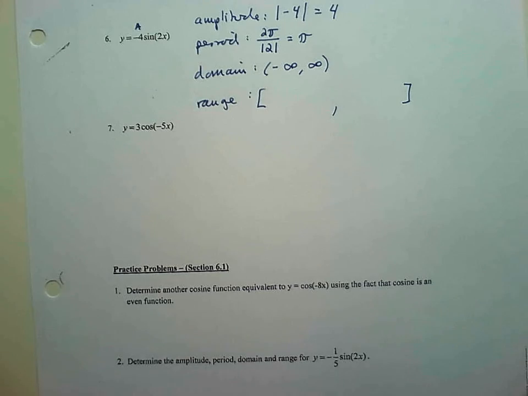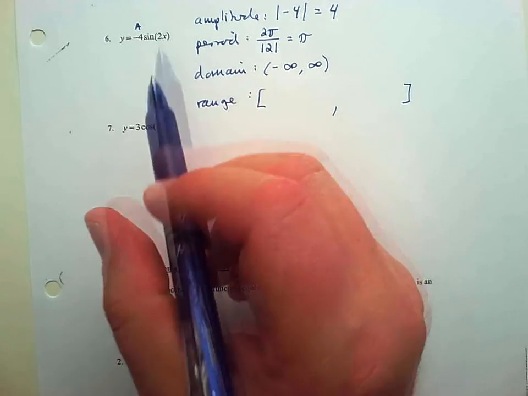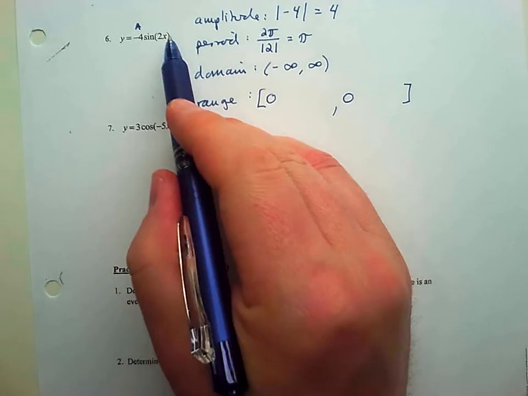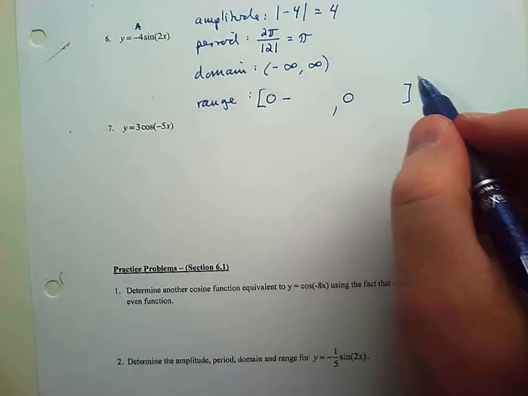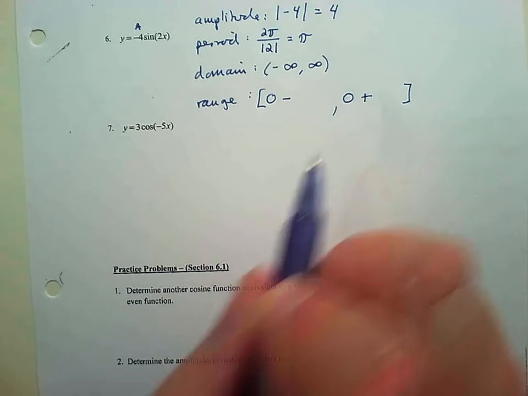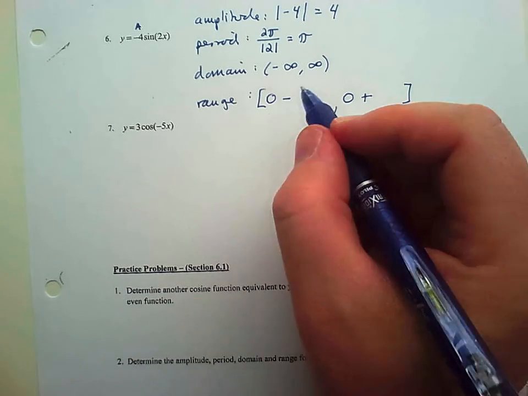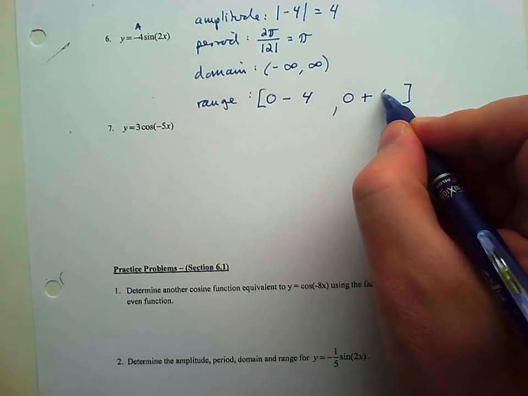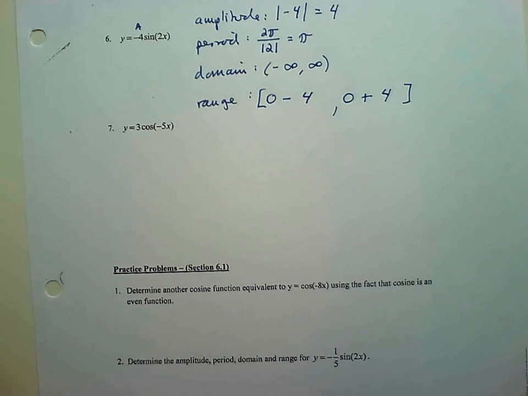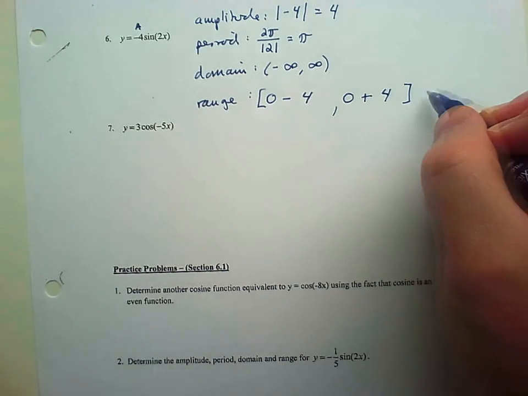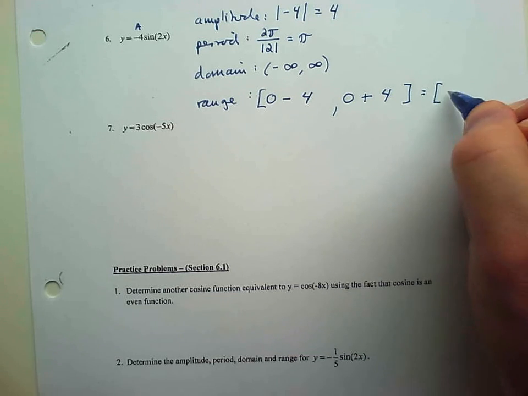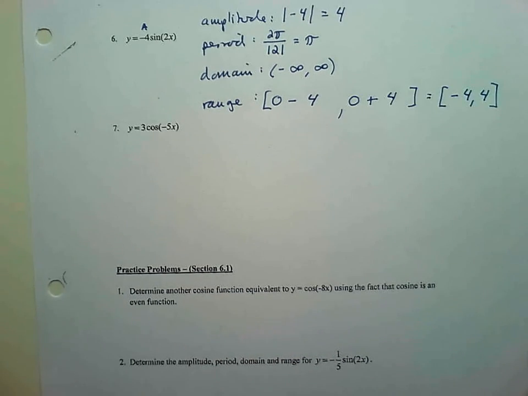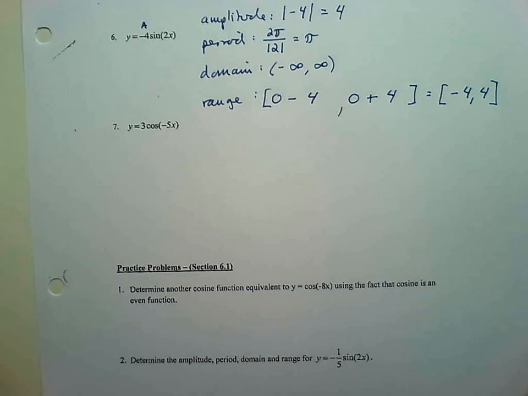Here, what we're going to have is D, which is what we're adding and subtracting here. We're not adding and subtracting anything. So therefore we have 0. Here it's going to be minus the absolute value of A. And here we have plus the absolute value of A. We already determined that the absolute value of A is the same thing as our amplitude. So here we're going to have 0 minus 4 and 0 plus 4. Or clearly we're going to go from negative 4 to 4 with the square brackets for our range.